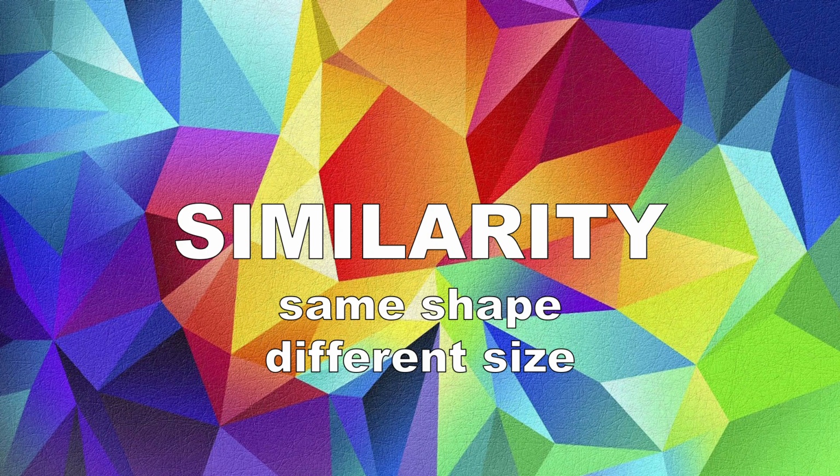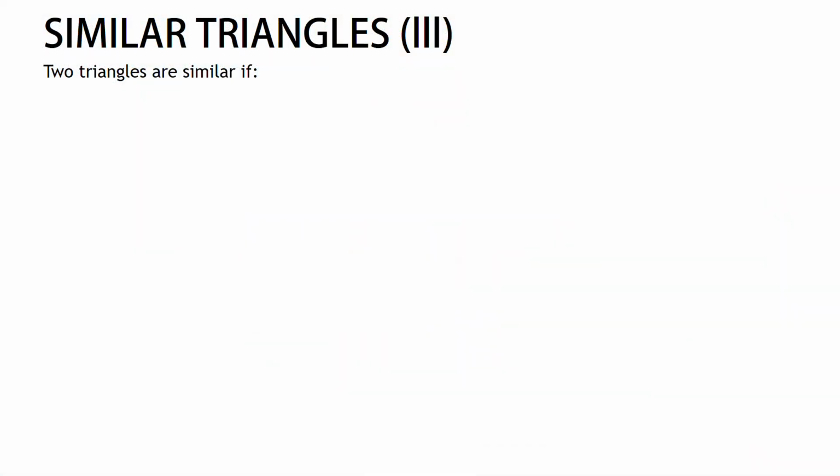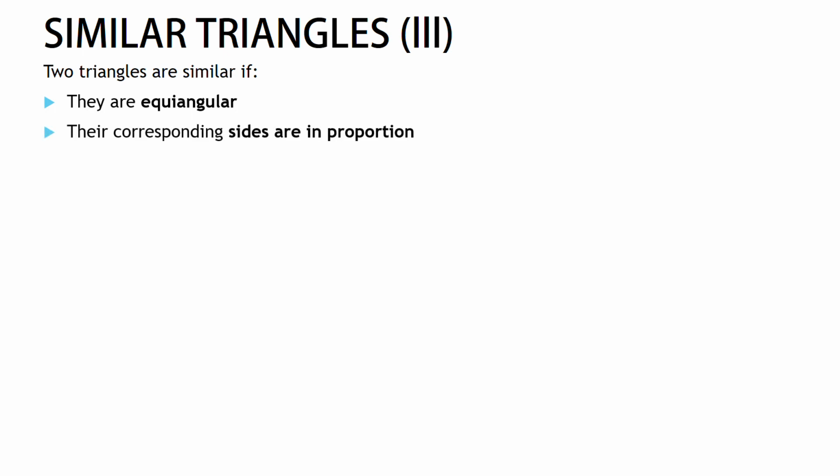The symbol for similarity is 3 strokes downwards. So if you want to say that two triangles are similar to each other, you would say triangle ABC and then 3 strokes down, which means similar to triangle CDE, whatever it is. Okay, so triangles are similar if all of the angles are equal to each other or if the sides are in proportion. Okay, so let's deal with the first reason first.